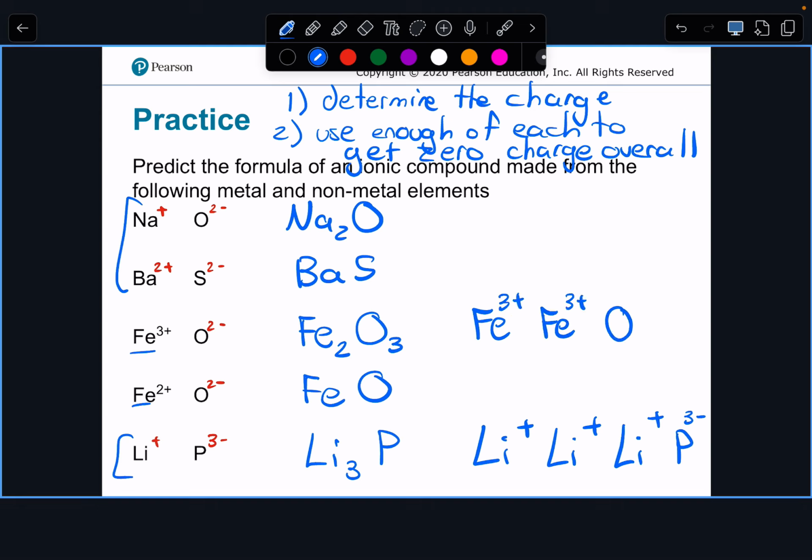Yeah, if you just swap them, that totally works. You just have to make sure that you reduce it. Because if you swap these, you would get Ba2S2. And you want to make sure that you reduce that to BaS. Okay? All right, we'll pick up there on Monday.